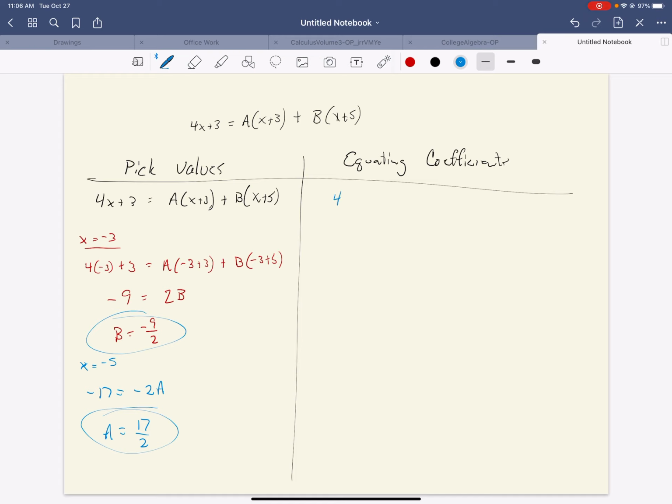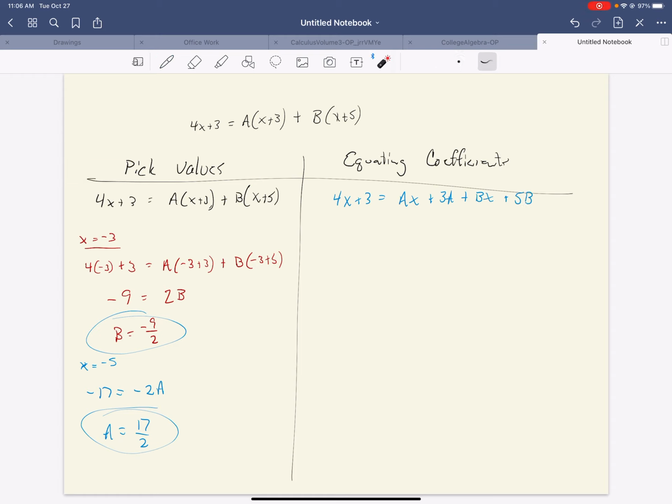I would start with the 4x plus 3. But now what I'm going to do is I'm going to distribute. So I'm going to distribute there, and I'm going to distribute there as well. So a times x is ax, and then a times 3 is 3a, and then we have plus bx, and then plus 5b.